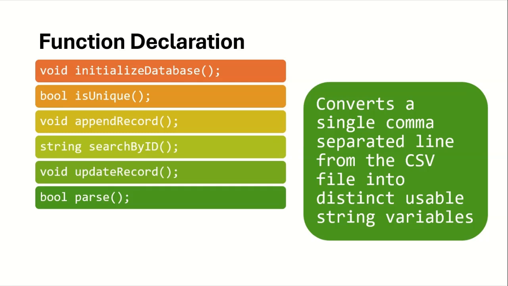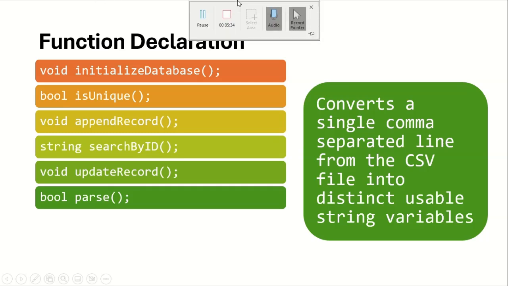We have bool parse. It converts a single comma separated line from the CSV file into distinct usable string variables. This is the main function that parses a line from the CSV into separate variables. So if we have 3 columns, it will make 3 variables, one for each column entry in that row.